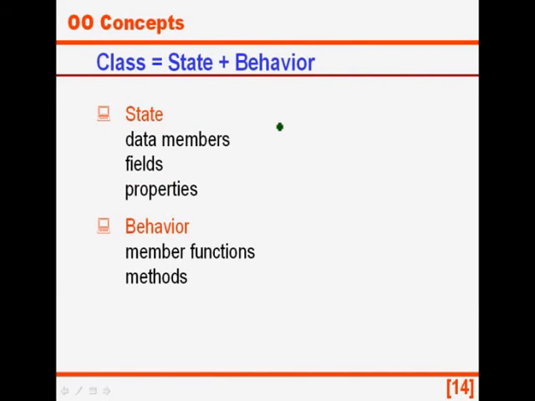Looking further at the class equals state plus behavior equation, the state is often referred to as data members, if we are talking about C++ programs. In other languages like Java, they're known as fields. Visual Basic programmers like to call them properties, but these are just different jargon used in different programming languages. Similarly, the behavior is defined by what are known as methods. In languages like Java, C++ programmers like to call them member functions, but do remember that these are one and the same.